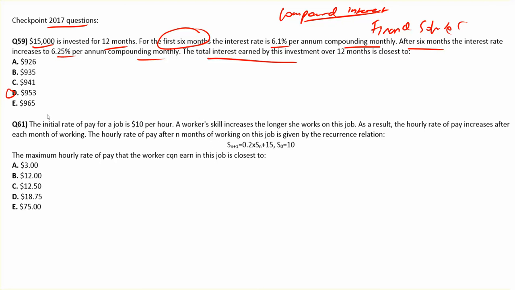Question D. The initial rate of pay for a job is $10 per hour. A worker's skill increases the longer she works this job, and as a result, the hourly pay increases after each month working. The hourly rate after n months is given by this recurrence relation, okay? The maximum hourly rate the worker can earn is closest to?